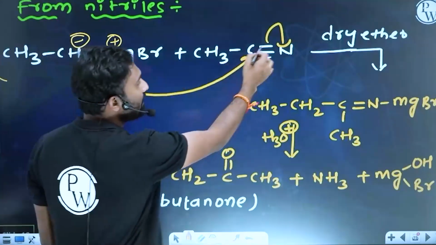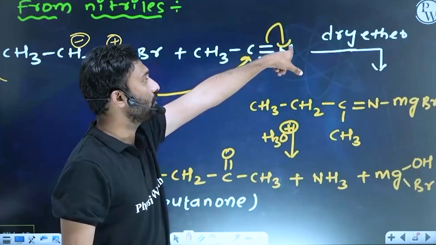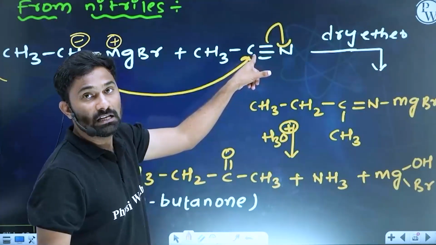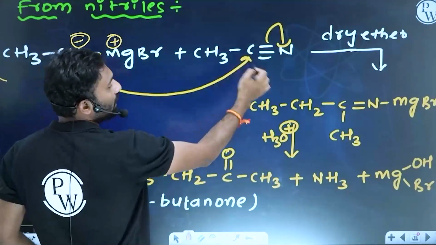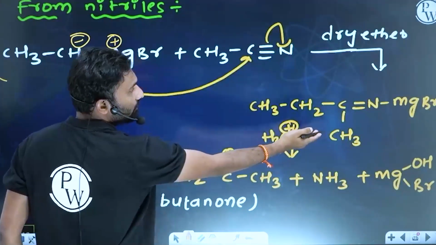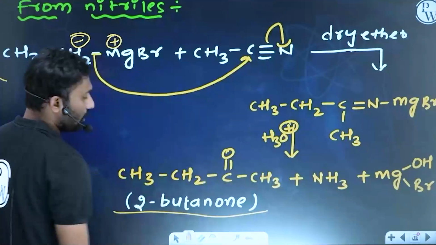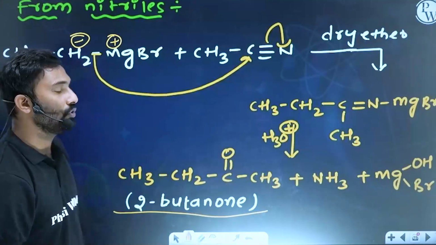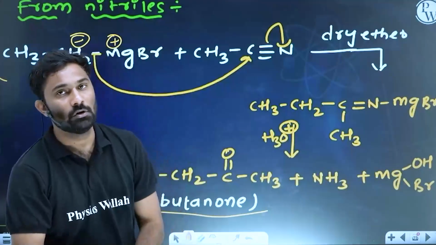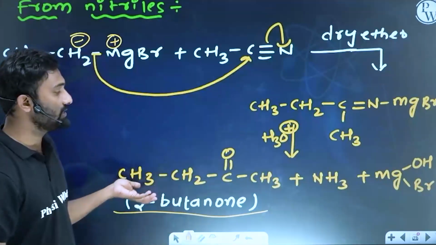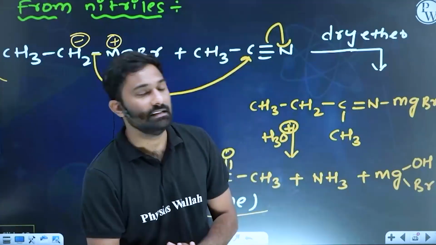Look here, now this carbon and nitrogen is a more electronegative group, so this pi bond will be shifted toward this nitrogen. What charge comes on the carbon? Positive charge comes. Now this group will go and attack here and it will give this intermediate. Now upon hydrolysis, what we are getting is 2-butanone, ammonia and magnesium hydroxybromide. By these nitriles also we can prepare the ketones and the aldehydes.